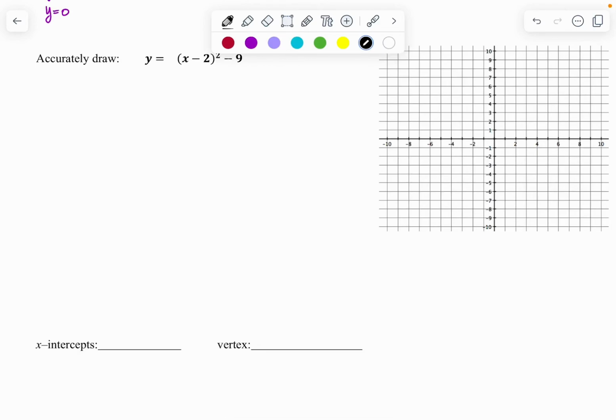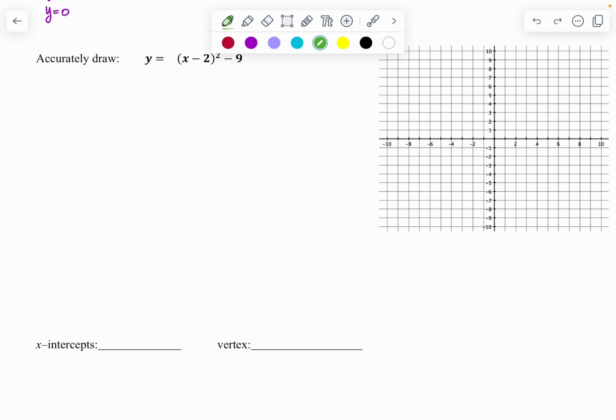Okay, so this is going to be a video on 13.3, just graphing from an equation. So I give you a form, and then you know which of these to start with, and then you use that information to help you make your parabola or your U-shape, however you're thinking about it.